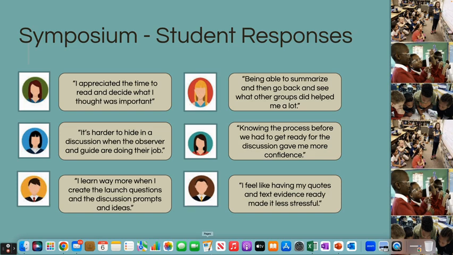Knowing the process before we had to get ready for the discussion gave me more confidence. Because they participated in writing the launch questions, they felt like they owned them and they knew what to look for and they knew how to respond and what to listen for. I learned way more when I create the launch questions and the discussion prompts and ideas.